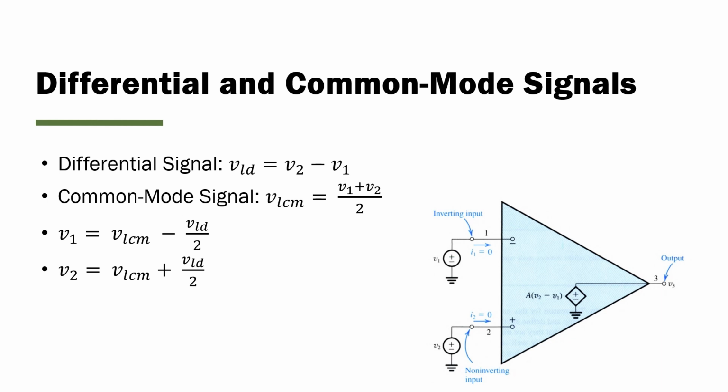Oftentimes you'll need to calculate the differential and common mode signals. So if the positive terminal provides an input voltage V2 and the negative terminal provides an input voltage V1, the differential signal is simply the difference between those 2 voltages. The common mode signal would be like having a wire go into the middle of the op-amp and getting rid of these other 2 inputs. It's simply the average of V1 and V2. And you likewise can solve for V1 and V2 using these values.